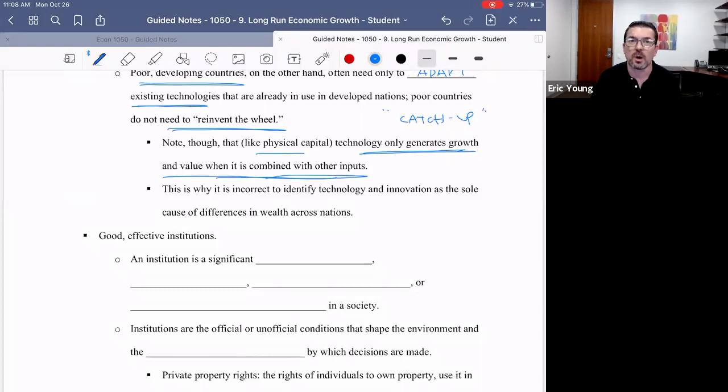This is a big reason why, even though a lot of people say that the key difference between rich and poor countries is technology, that's really incorrect. It is incorrect to identify technology and innovation as the only difference between the rich and the poor world, because technology by itself can't do it. Technology only works when you combine it with other inputs.